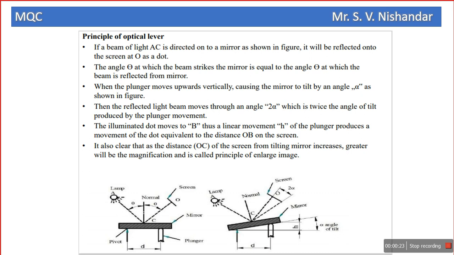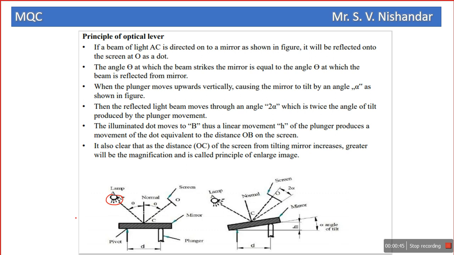From today onwards, I'm going to upload the metallurgy and quality control video series. The first video starts with the optical comparator. We will see how the principle is very simple. Here there is one light source, and the beam of light is incident on a plane mirror.